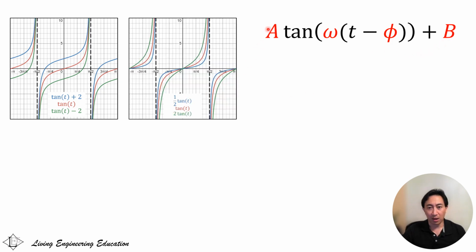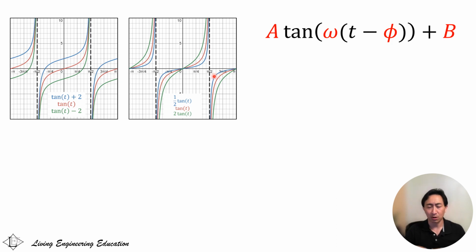Here we look at that amplitude A coefficient term. So for that blue graph, I multiply it by 1/2, and you can see that the red graph is my tangent t, my baseline. It's like you're grabbing segments of that and pulling it a little bit closer towards the x-axis. So this segment is pulled up. On the positive side, the segment is pulled down.